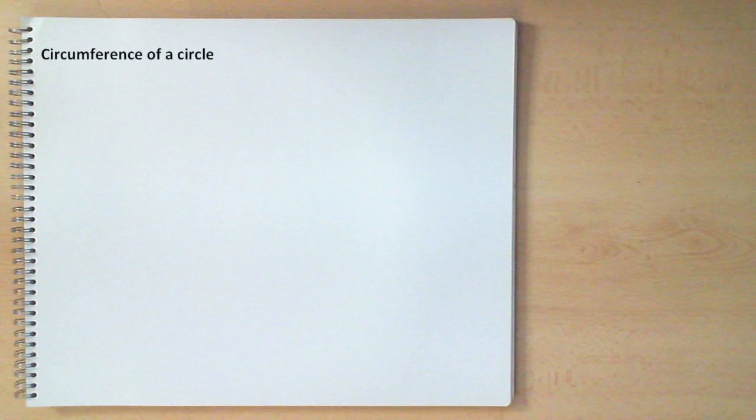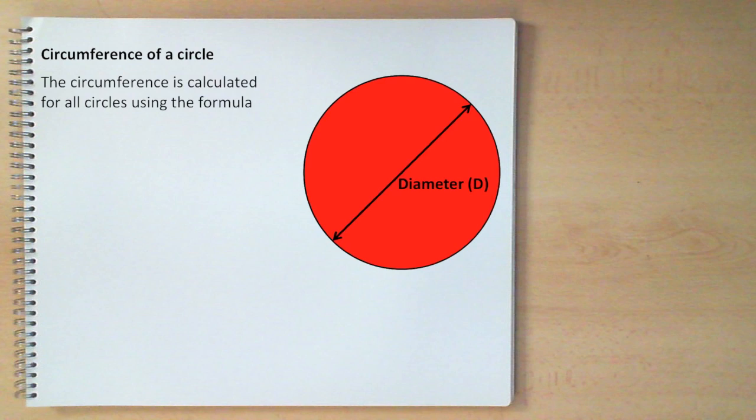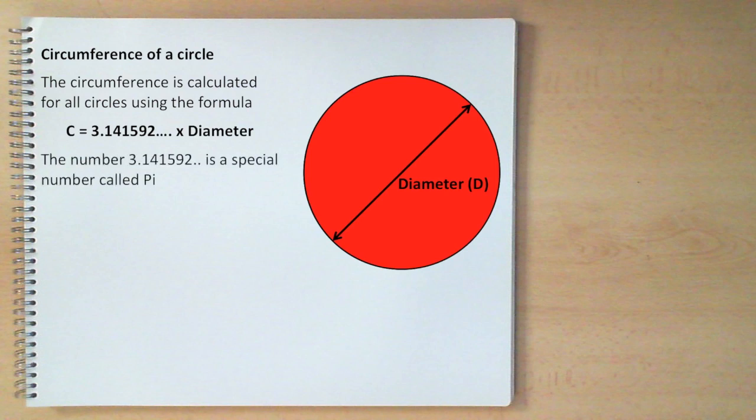Let's now look at how some of these things relate to each other. First of all, the circumference of a circle. We can calculate the circumference of a circle using the diameter, and it uses a formula that is the circumference, which we're calling c, is equal to 3.141592, and that number continues, times the diameter.